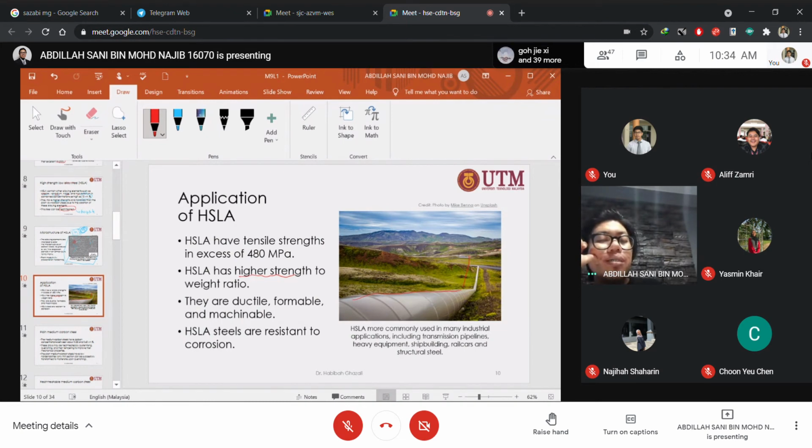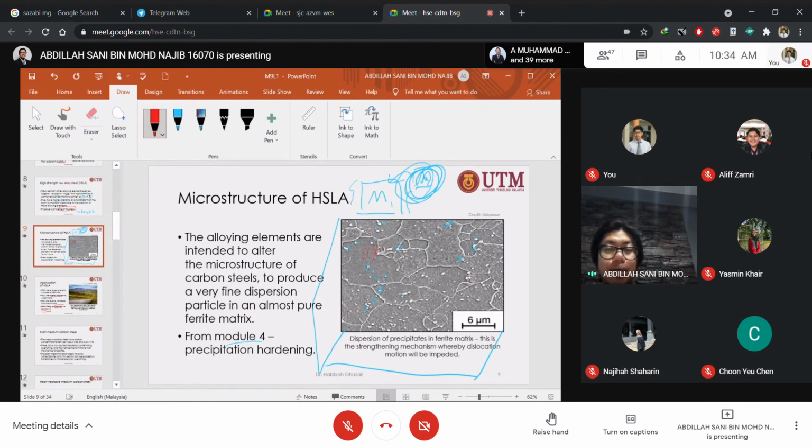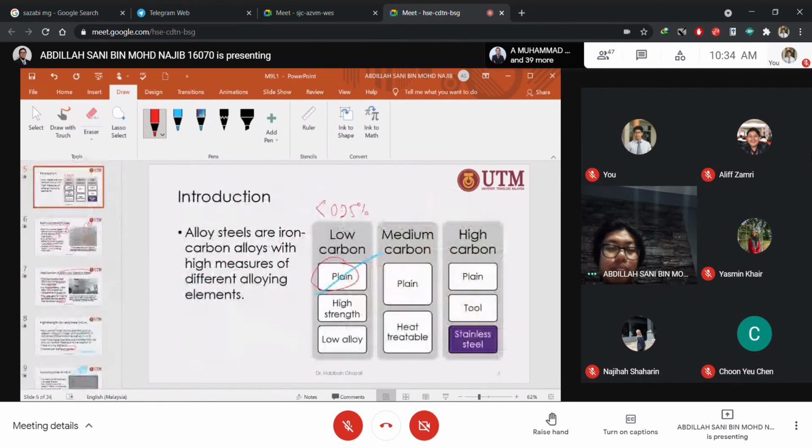Compared to the plain low carbon steel, it is resistant to corrosion. So this is one of the key properties of the HSLA, right? So that's why we can use it in pipelines. All right, so that is about the HSLA.